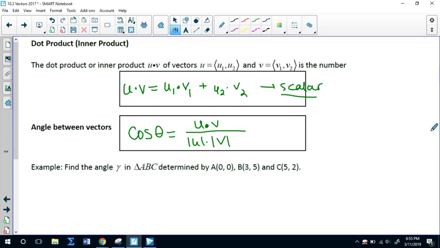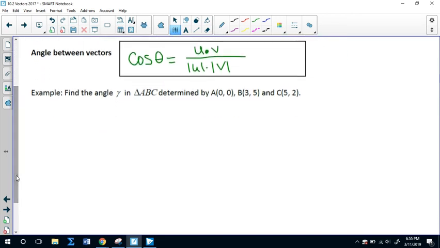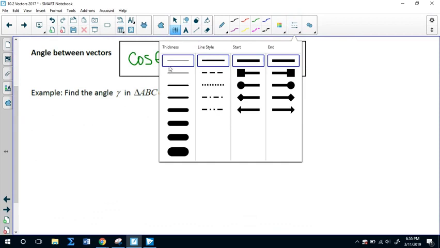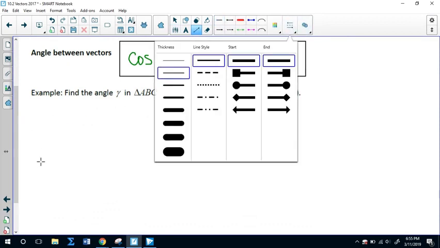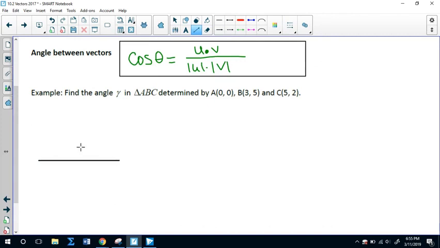So we're going to use this to find an angle in between a couple of line segments of a triangle. So I'm going to go ahead and draw a quick grid, and then we will figure out what angle we're looking for.